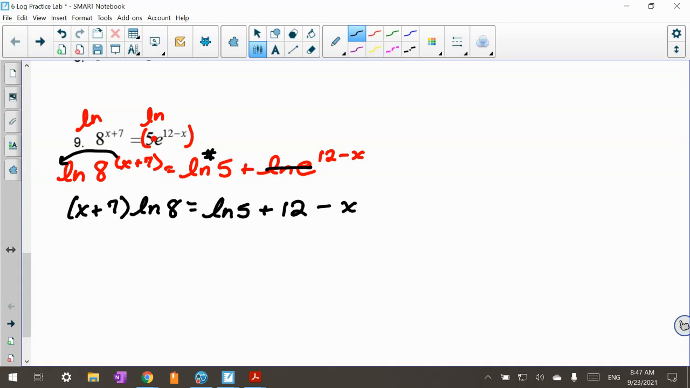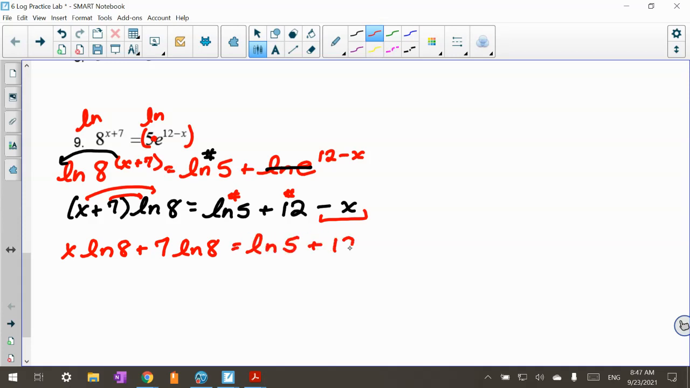Okay. So this right-hand side, I'm feeling pretty good about because this is a number, and this is a variable. So there's really nothing else I can do there. On this side, I'm going to distribute the parentheses, the natural log of 8. So it's going to be x natural log of 8 plus 7 natural log of 8 equals natural log of 5 plus 12 minus x. So as you can see, this term has an x in it. This is a number. This is a number. This is a number. This term has an x in it.